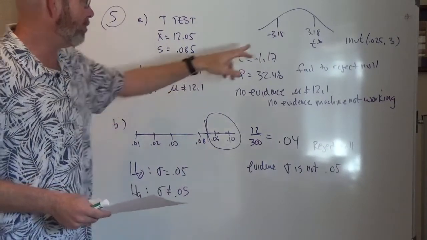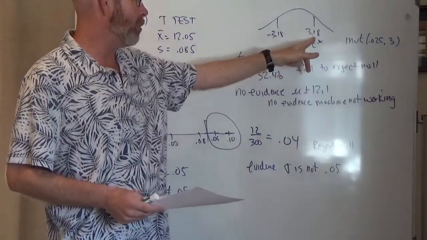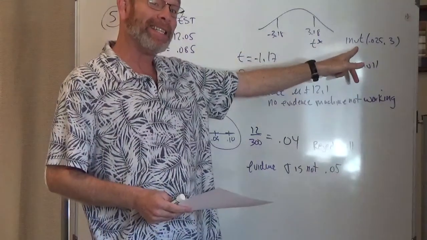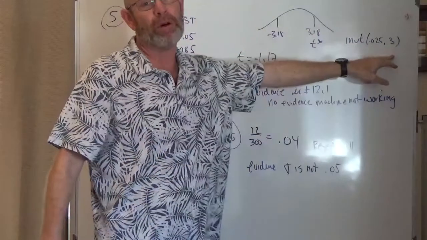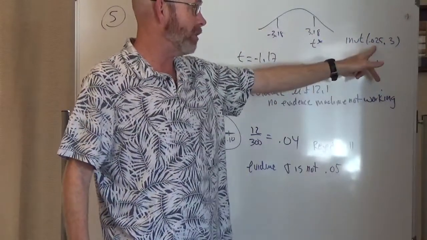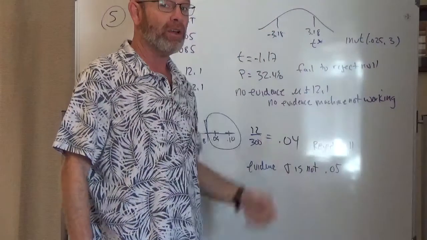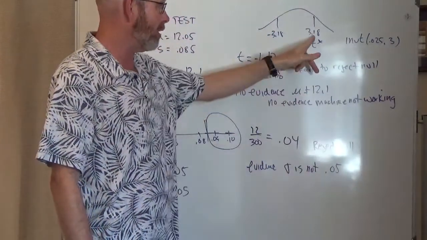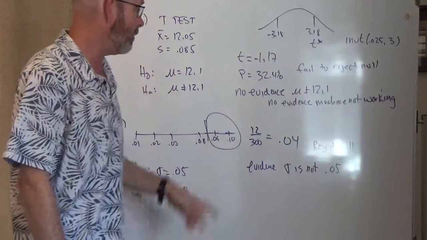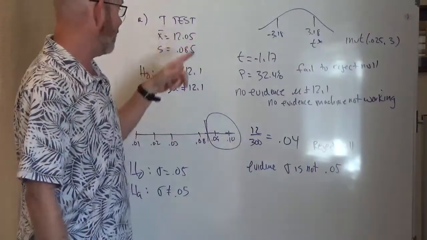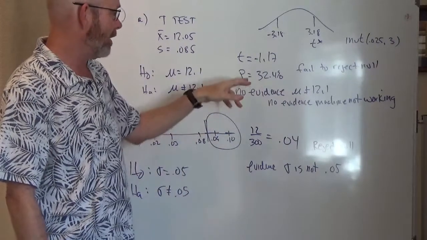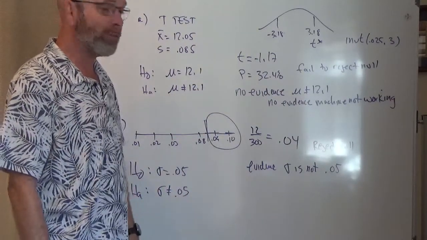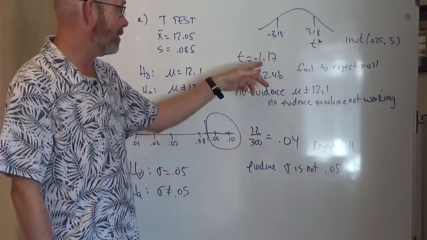Null, alternate, picture, critical values are 3.18. Inverse t, not inverse e, so they're not 1.96, so they're really spread out because of the small sample size. So I did an inverse t of 0.025 with 3 degrees of freedom, one less than the sample size. I got critical values of 3.18, negative 3.18. Just ran the test, t-test, with this data. I got a test statistic of negative 1.17, a p-value of 32.4%, so really big p-value, small test statistic.